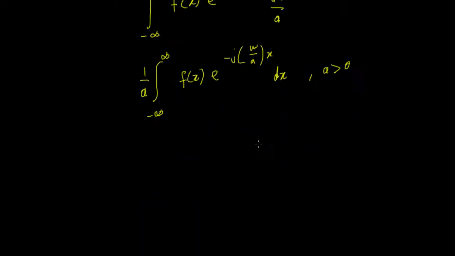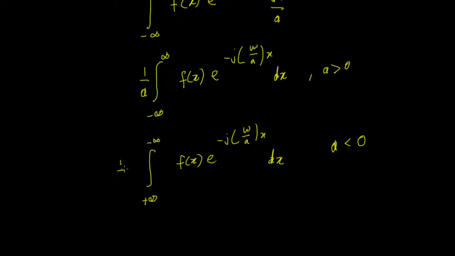So we're going to end up with, for a less than 0, a function that would be an integral from plus infinity to minus infinity, so the limits of integration have been swapped. Still going to be f of x, still going to be e to the minus j omega a x by dx. And it's still going to be a 1 upon a.